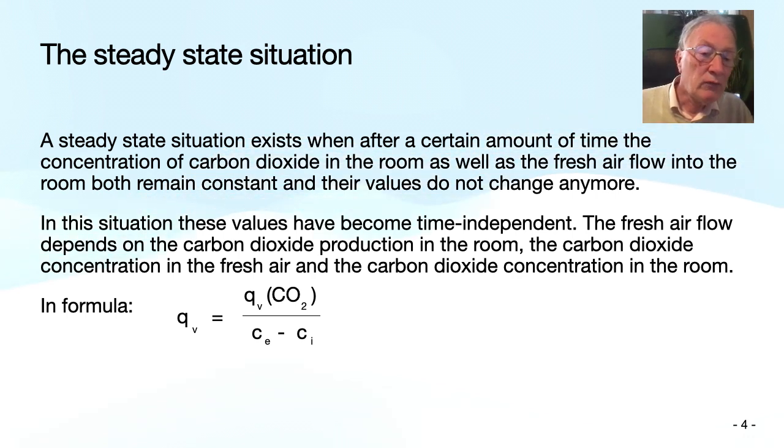And then we have a very simple formula between the two volume flows, the fresh air volume flow and the volume flow of the CO2 production, and the concentration in the end situation and the concentration of CO2 in the inlet situation. So that's an easy formula. We can use that at the end, but now we need more symbols to define.